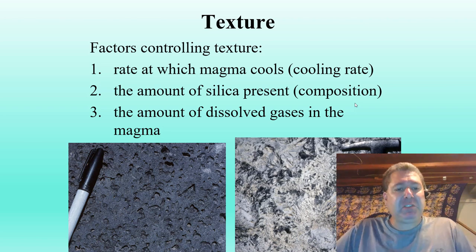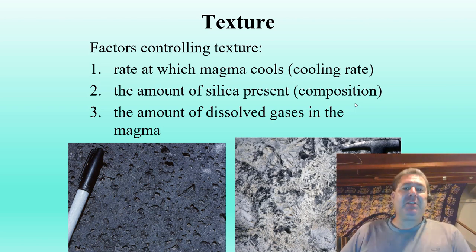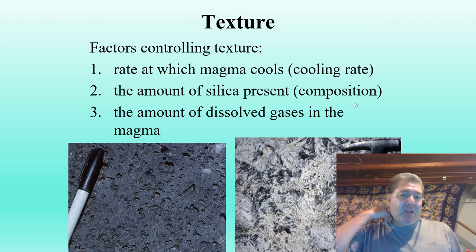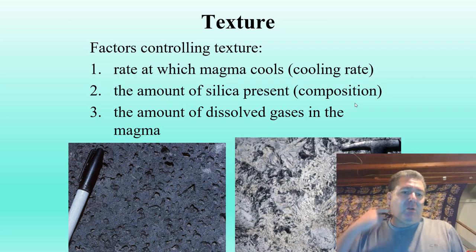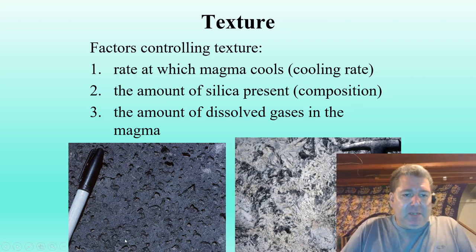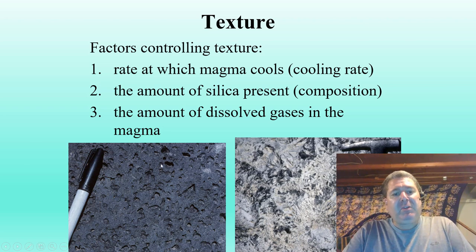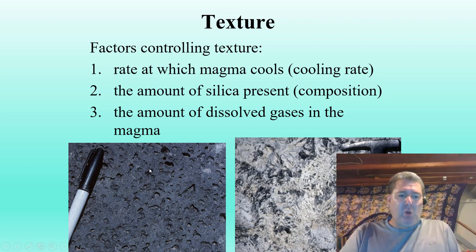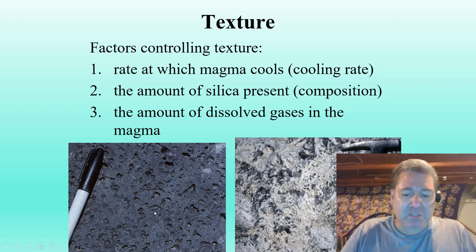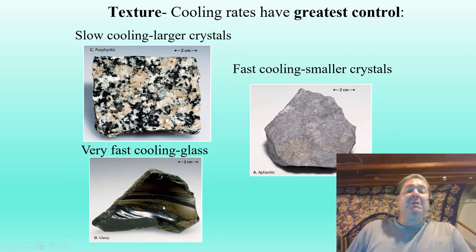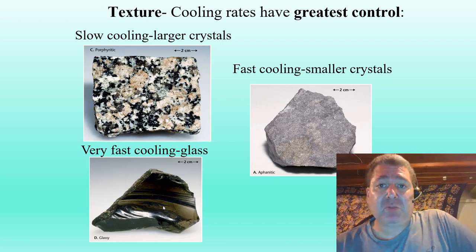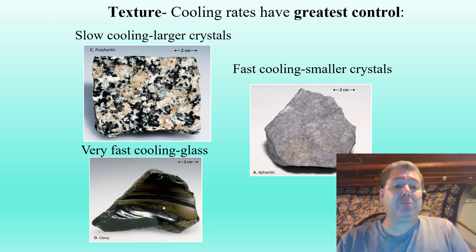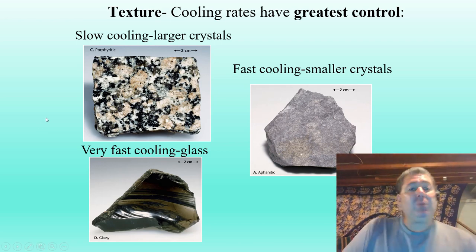Another factor is the amount of dissolved gases in the magma. Dissolved gases are important for initiating a volcanic eruption, but if you have a nice lava with lots of bubbles that have formed like this, and it's very viscous or flowy, you can get the bubbles escaping. So let's look at these different textures. Again, cooling rate has the greatest control on texture.